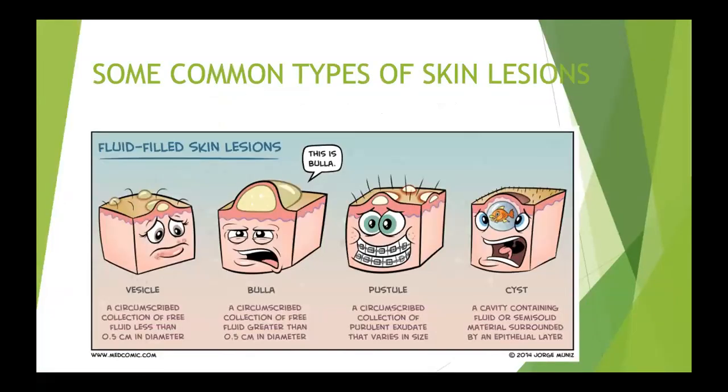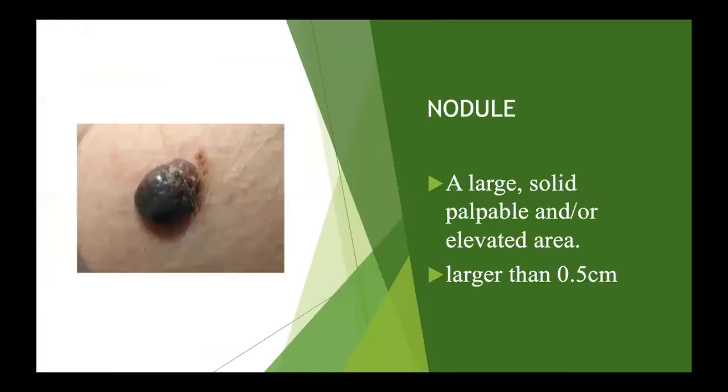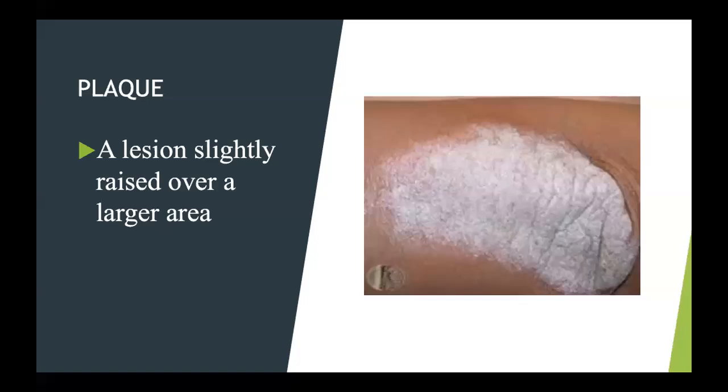So we're going to go through some common types of lesions, and we're going to see all these as we go through. We have lesions like vesicles. These are small fluid-filled sacs of less than 0.5 centimeters in diameter. Nodules: a large, solid, palpable and/or elevated area, which is larger than 0.5 centimeter in diameter. Plaque would be a lesion slightly raised over a large area.